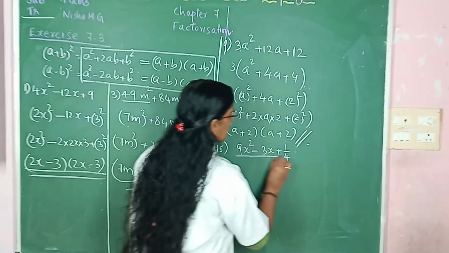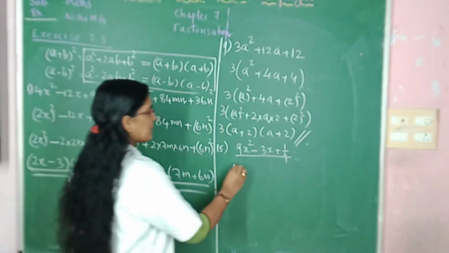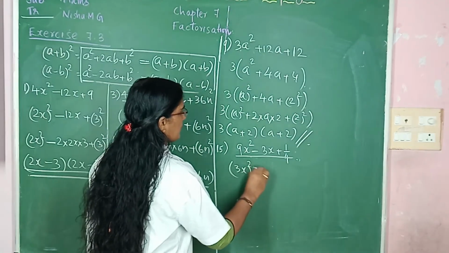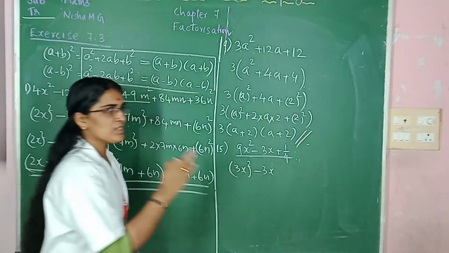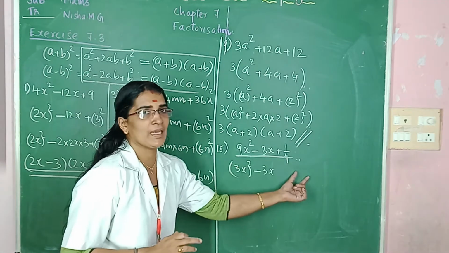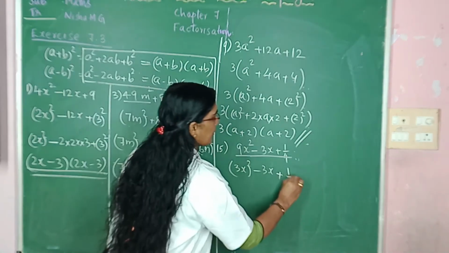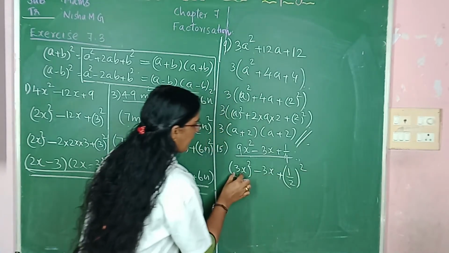This is a direct application of the second identity. 9x square, how to write? 3x the whole square. Minus 3x, we have to make changes before getting a and b. Remember it? Before getting a and b, change the middle term. Plus 1 by 4, how to write? 1 by 2 whole square. Now a and b is ready.